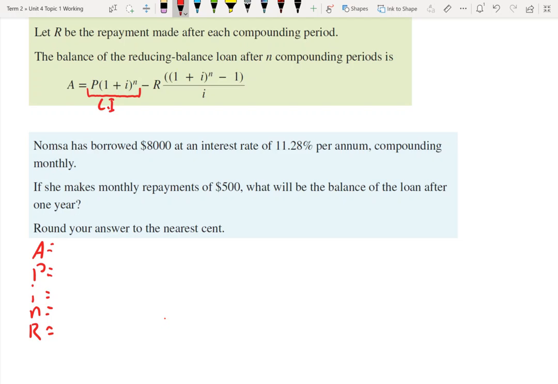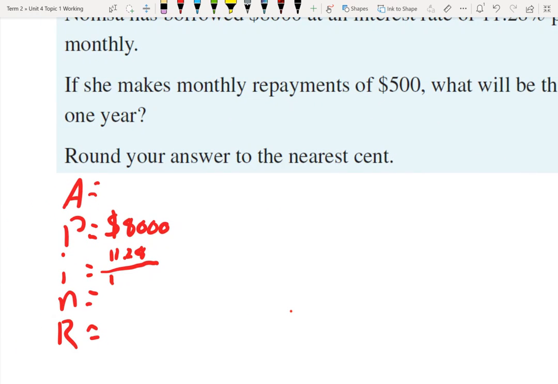That's not the final amount, that's how much the account is at the start. So I can say principal is 8,000, at an interest rate of 11.28% per annum, compounding monthly. Remember, the interest rate is 11.28% per annum, but we need to figure it out per compounding period. We can't just throw that 11.28 straight into our formula. So that's where we go 11.28 divided by 12, because compounding monthly is 12. I might zoom in on this so it's a bit clearer. Divided by 12 times 100.